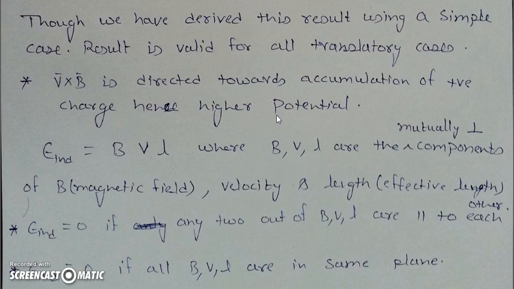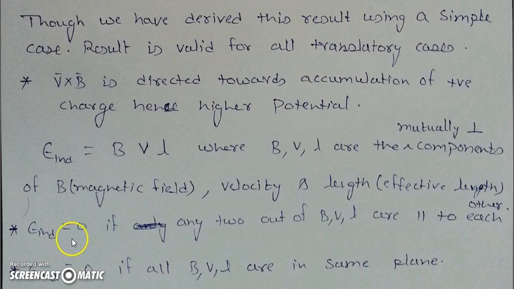Just get the direction of v cross B, and the ends of the conductor in the direction of v cross B will be at higher potential. We'll be explaining this point in further examples. The second is that the induced EMF is BvL, where B, v and L are the mutually perpendicular components of magnetic field, velocity and length. Again, effective length. These are their components which are mutually perpendicular. If they are already mutually perpendicular, take their whole values, but if they are not, we have to take their mutually perpendicular components only.